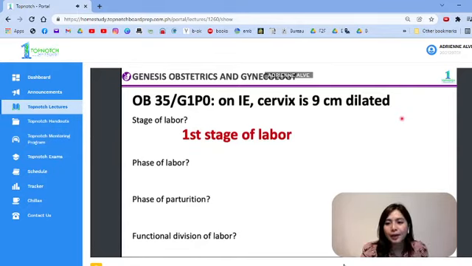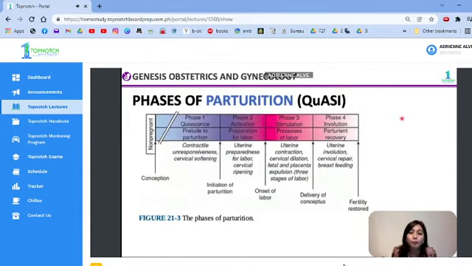So what are these, doktora? How would we answer that? Okay, let's start with the phases of parturition. You have 4 phases of parturition. When you say parturition, it's not just the labor. Labor is part of your parturition. Parturition is the whole pregnancy, from the start of conception until fertility is restored.